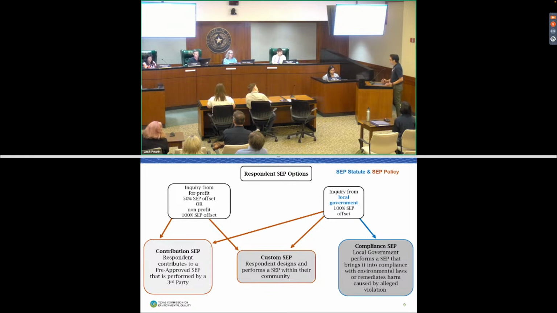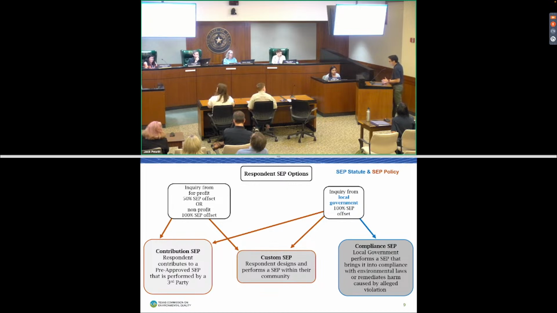So what are the options for respondents? For-profit respondents have a 50% offset, and nonprofits have a 100% offset. They can perform a contribution SEP, which allows them to contribute to a pre-approved SEP by a third party, or a custom SEP, which designs and performs a SEP within their community. A local government has 100% SEP offset, and they can do a contribution SEP or a custom SEP. But as stated earlier, through SEP statute, they can also do a compliance SEP, which allows them to do a project that brings them into compliance with environmental laws or remediate harm caused by the alleged violation.